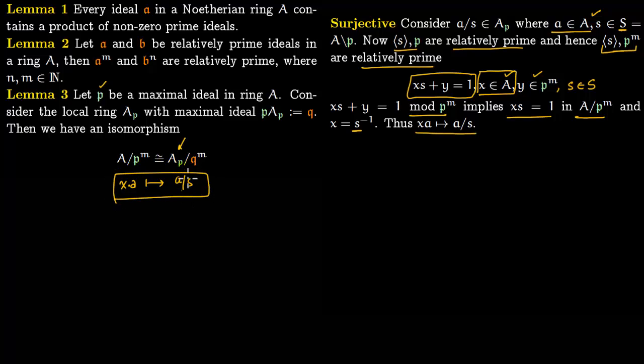You pick up any element A over S here, you can write S inverse as x here, and this x precisely comes from this equation, and you can modulo with respect to P to the M here, because in the end you wanted to modulo with respect to P to the M. To get this equation, you need just this S and P to the M to be relatively prime, which just comes from the fact that the ideal generated by S and P are relatively prime.